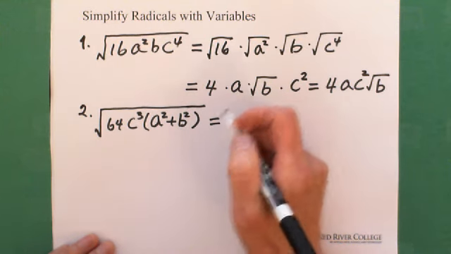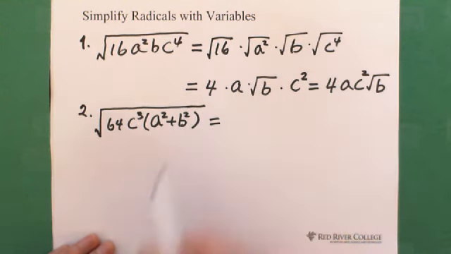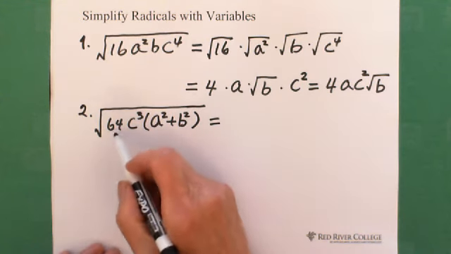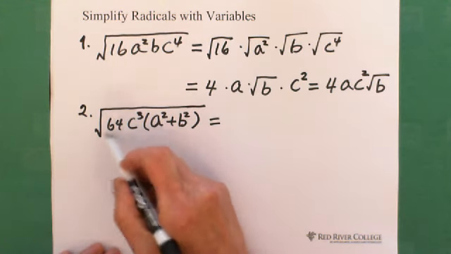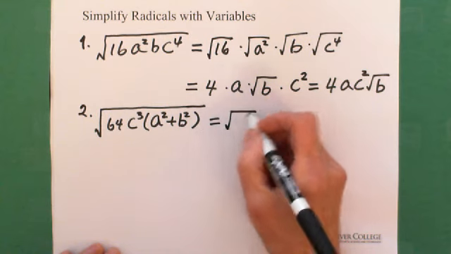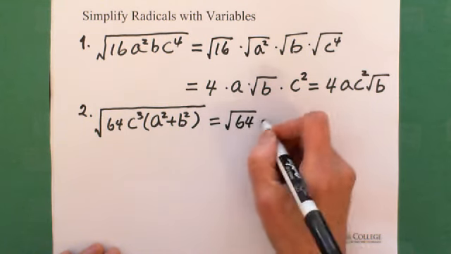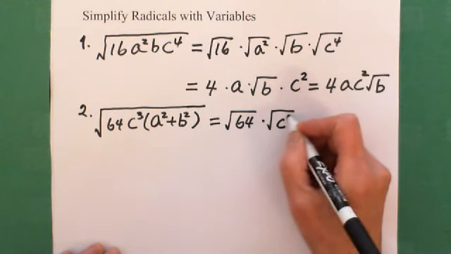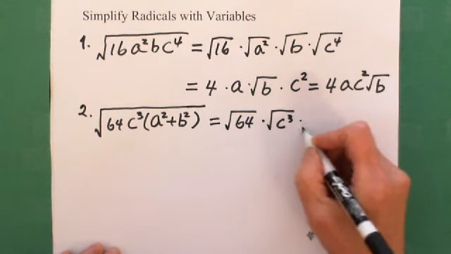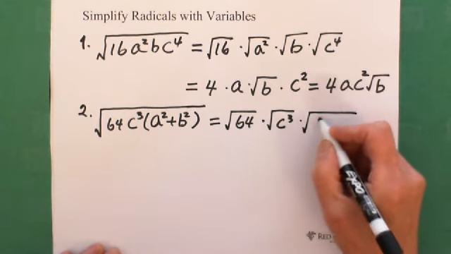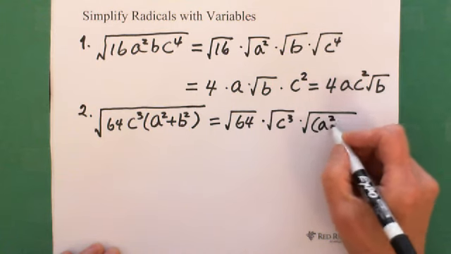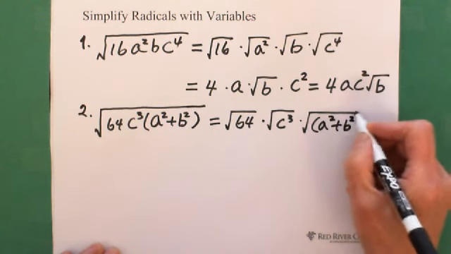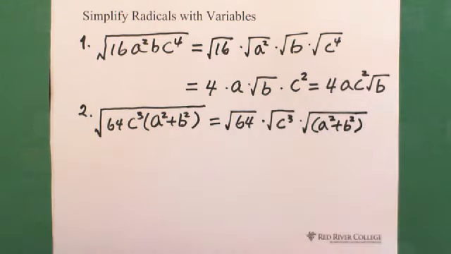So now we still follow, we can separate the factors. So 64 is the coefficient. We can separate 64, this is all multiplied: the square root of c to the 3 exponent, and the square root of a squared plus b squared. We need to keep this inside the bracket and treat it as one group.